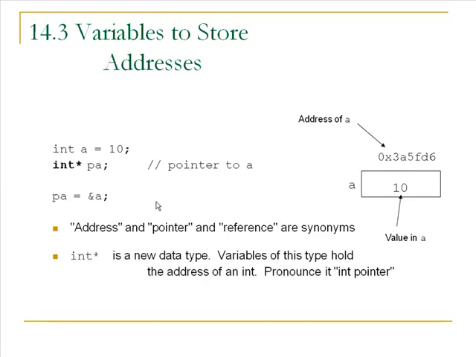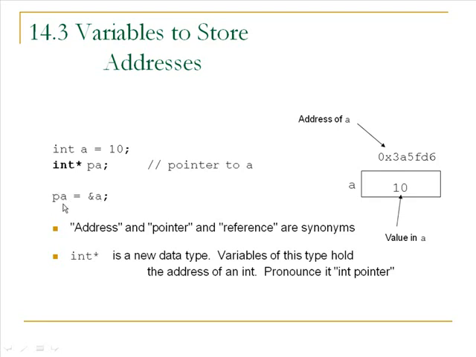And now we're going to declare a variable that can be used to store that address. And we have a new data type here. We're going to pronounce this as int pointer. So int *pa, the variable pa is data type int pointer. And we use that to store an address. So the next line of code says pa gets the address of a.